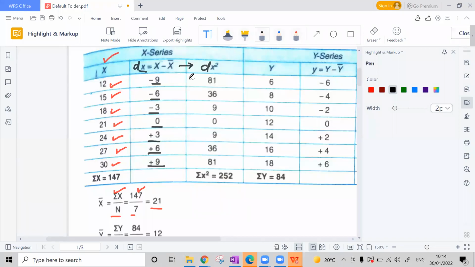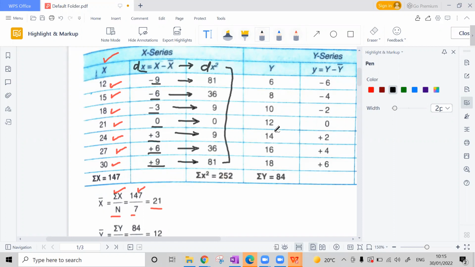Now, after calculation of the mean, when the deviations are being calculated, you have to square the deviation, that is dx square. This was my dx, now this is my dx square. So minus 9 square gives 81, minus 6 square gives 36, minus 3 square gives 9, 0 square is 0, 3 square is again 9, 6 square is again 36, and 9 square is 81. Now do the addition of all dx square.